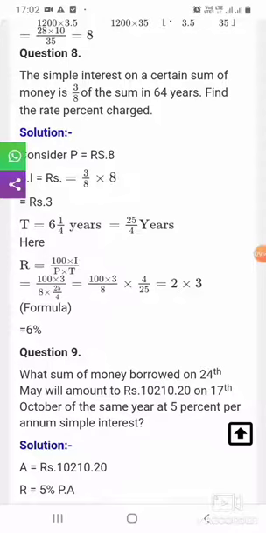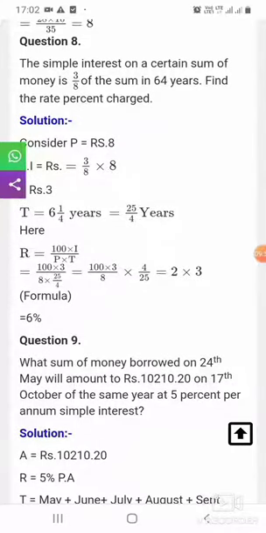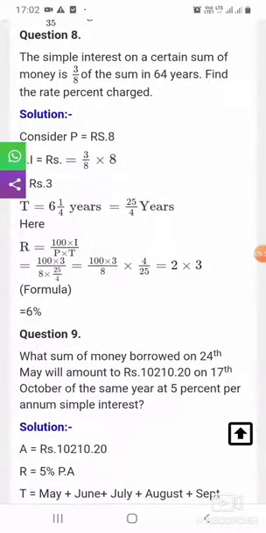So now this will go to the denominator, and the 4 that is divided goes to the numerator as into 4. So 100 into 3 into 4 by 8 into 25.